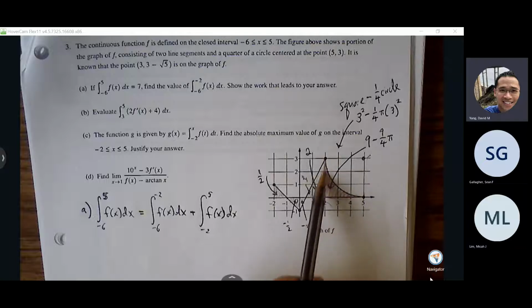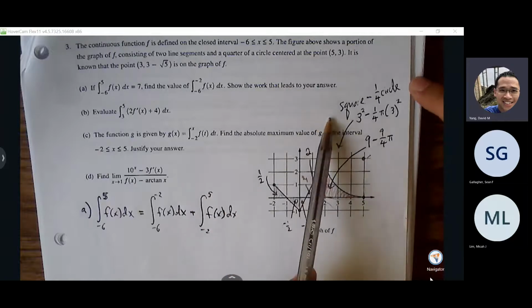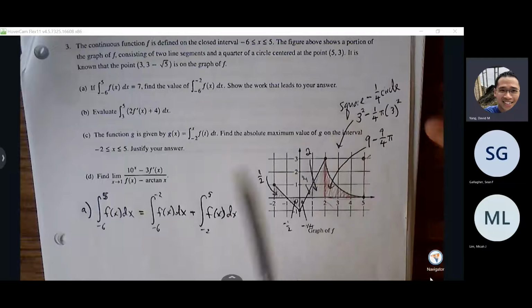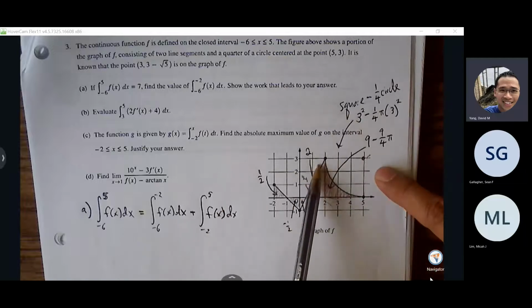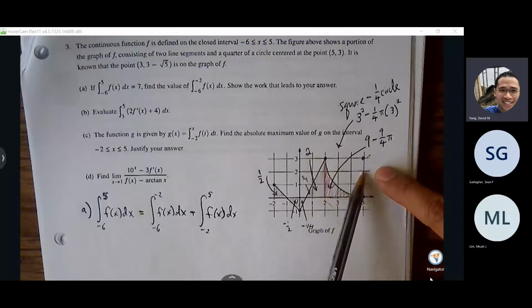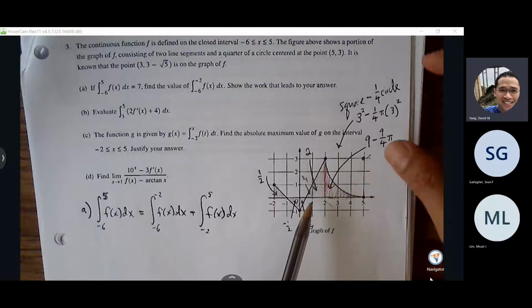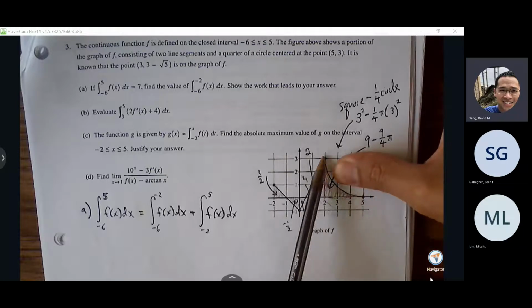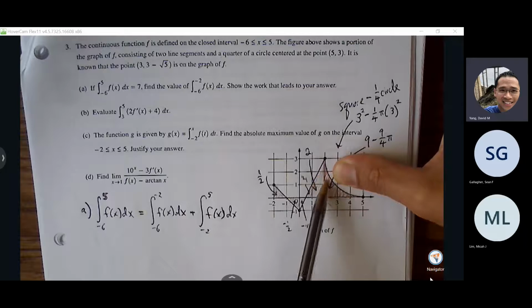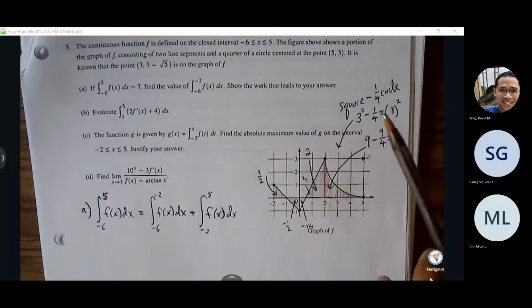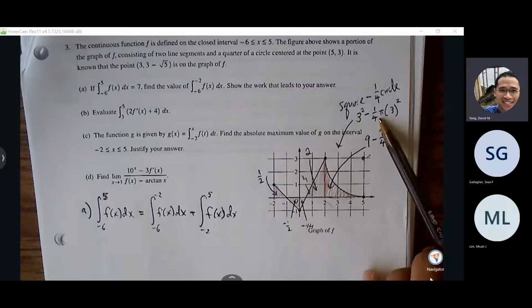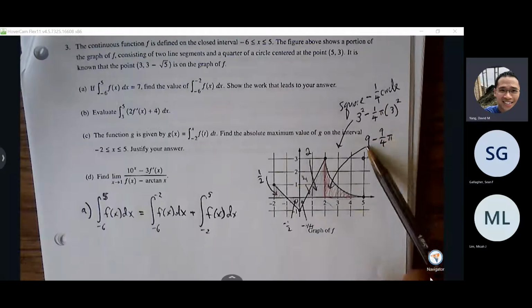And then this is not a geometric shape by itself, but it can be found by involving 2 geometric shapes that we do know the area of, a square and a quarter circle. So imagine taking the square here, a 3 by 3 square, and then subtracting out this quarter circle, and what you're left with is this region here. So square, 3 squared, quarter circle is 1/4 pi r squared, and we get 9 minus 9/4 pi.